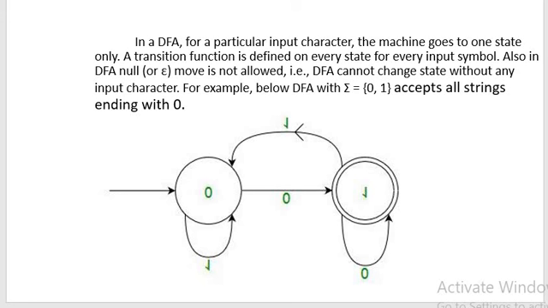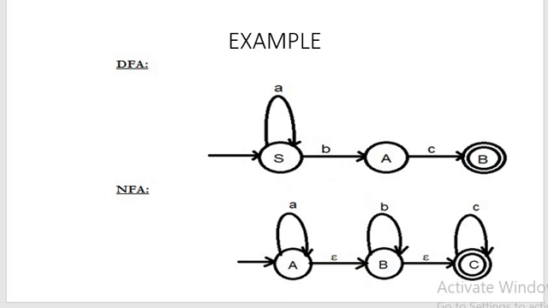Here, in this DFA, the language over 0, 1 accepts all strings that end with 0. We are going to see the calculation in the next class in detail. Today we are going to see the introduction only. So this is DFA and NFA. Epsilon is allowed in the NFA, and more than one state is allowed in NFA. There is no epsilon in DFA, and only one state is allowed in DFA.